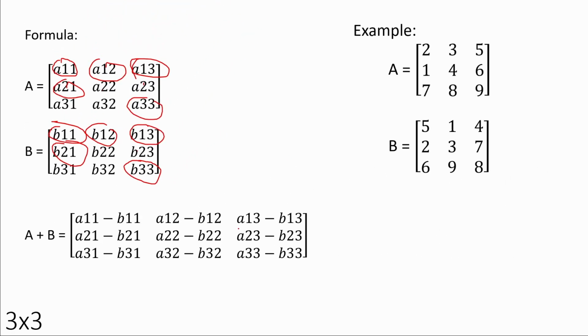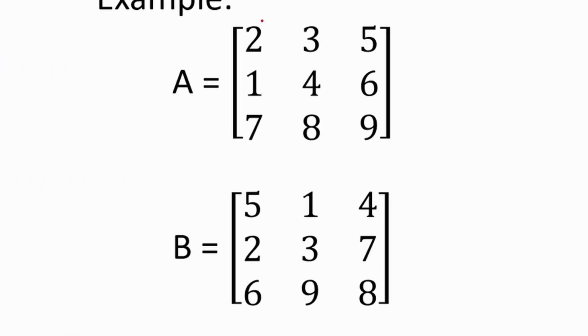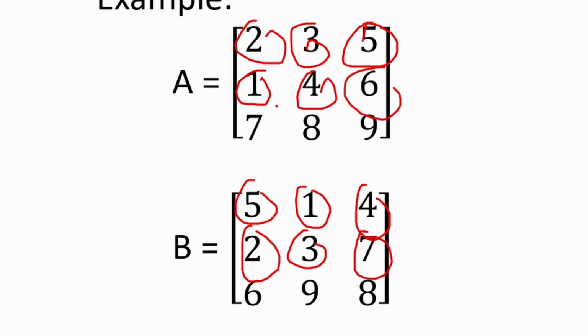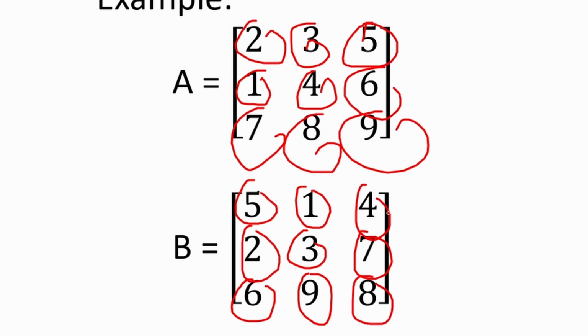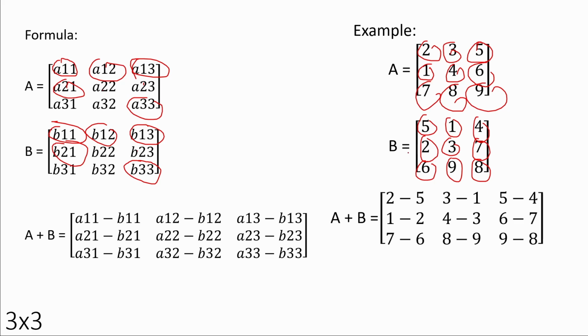Let's jump into the example. Matrix A and B again. To subtract these two matrices, what I'm going to do is this: 2 minus 5, 3 minus 1, 5 minus 4, 1 minus 2, 4 minus 3, 6 minus 7, 7 minus 9, 8 minus 9, 9 minus 8. Okay, and to make it easier, let's see the visualization. It will be like this.